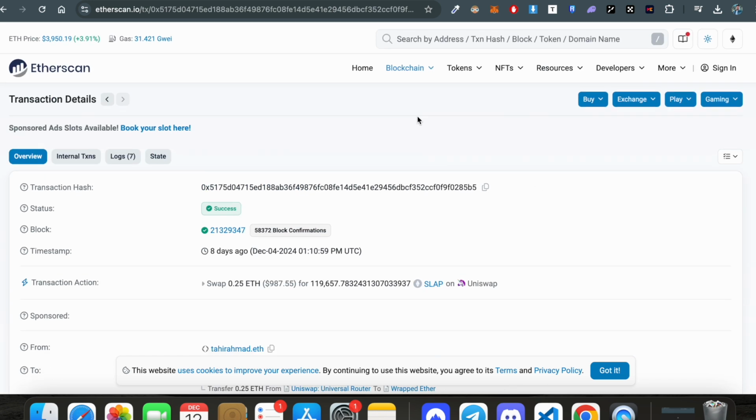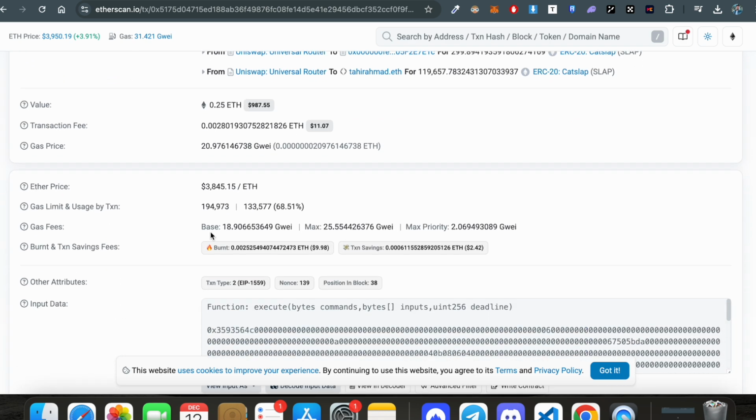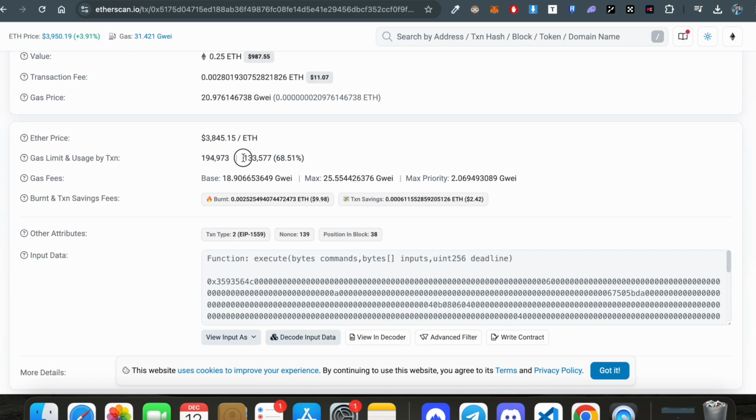So if you scroll up, then you can see current gas price is 31 GUE. That means you need to supply 31 and this is the price of one gas. Try to understand this. One gas price is 31 GUE, and how much gas is required to execute this transaction, which is 133k around.